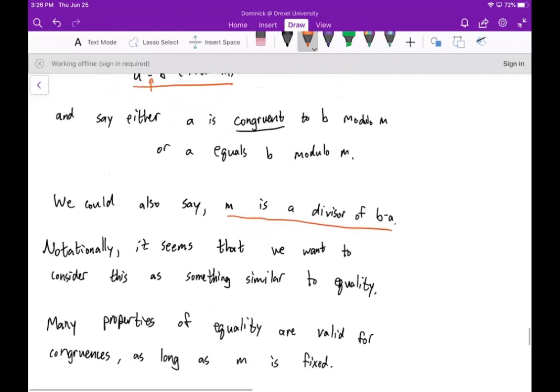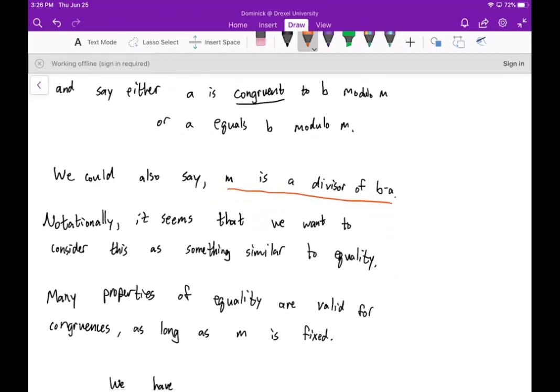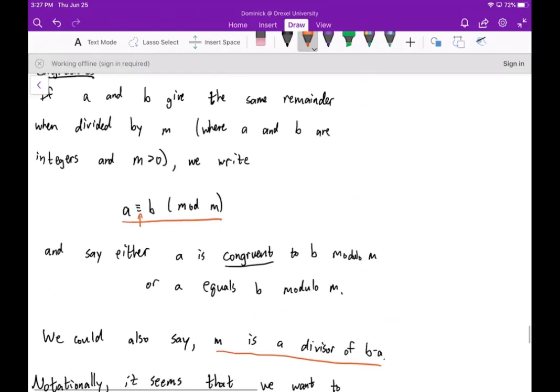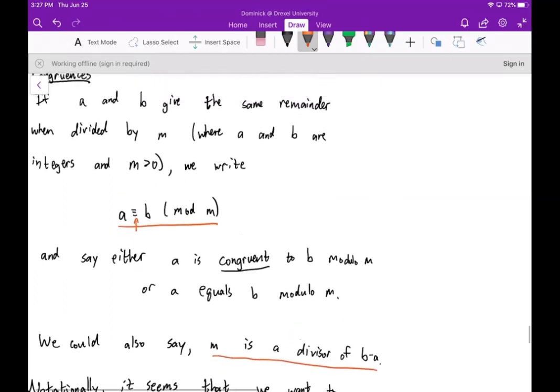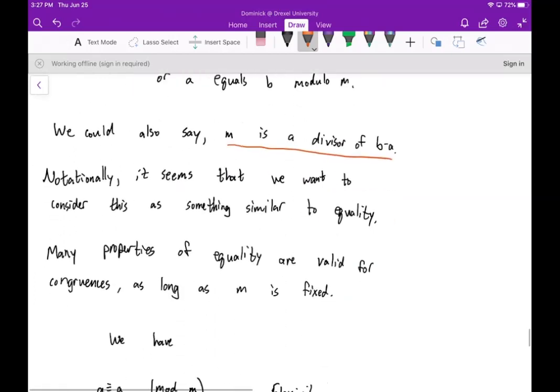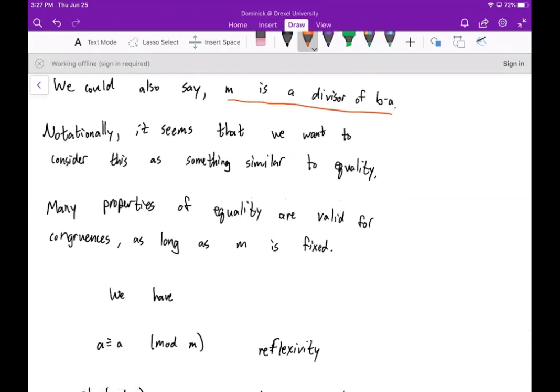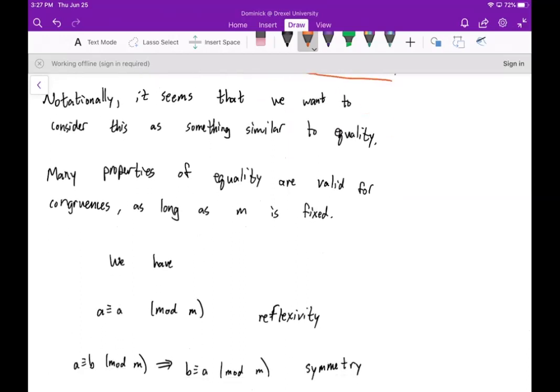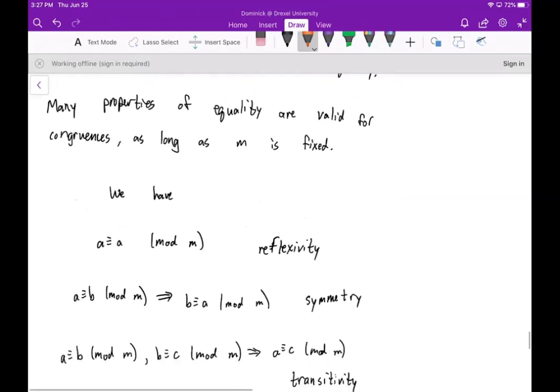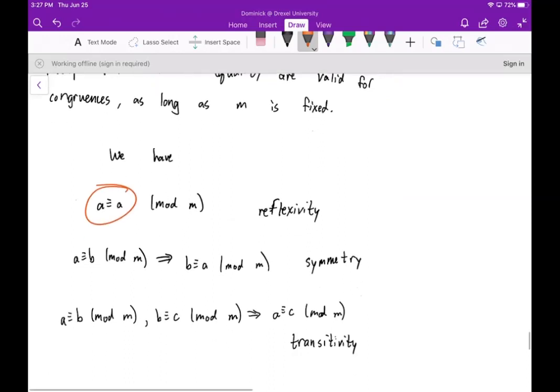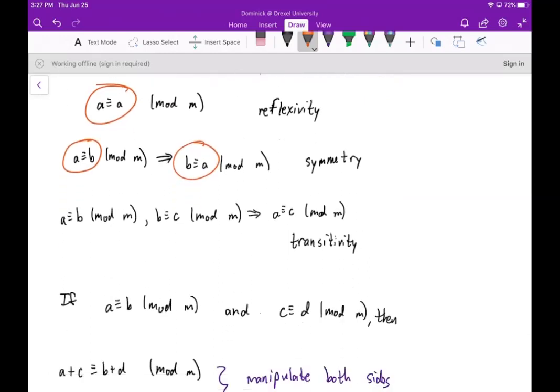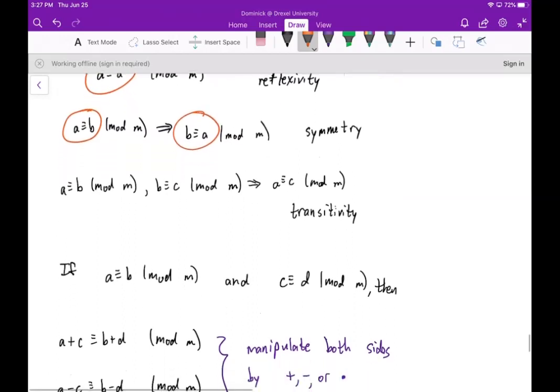Now, notationally, we want to consider this as something similar to equality. We are, in fact, using an equal sign with just one extra little mark there. And of course, many of the properties that we have for equality are valid for congruences as long as we're not changing our M. So we have reflexivity: A is congruent to A mod M. We have symmetry: if A is congruent to B mod M, then B is congruent to A mod M. And we have transitivity: if A is congruent to B, and B congruent to C, then A is congruent to C.